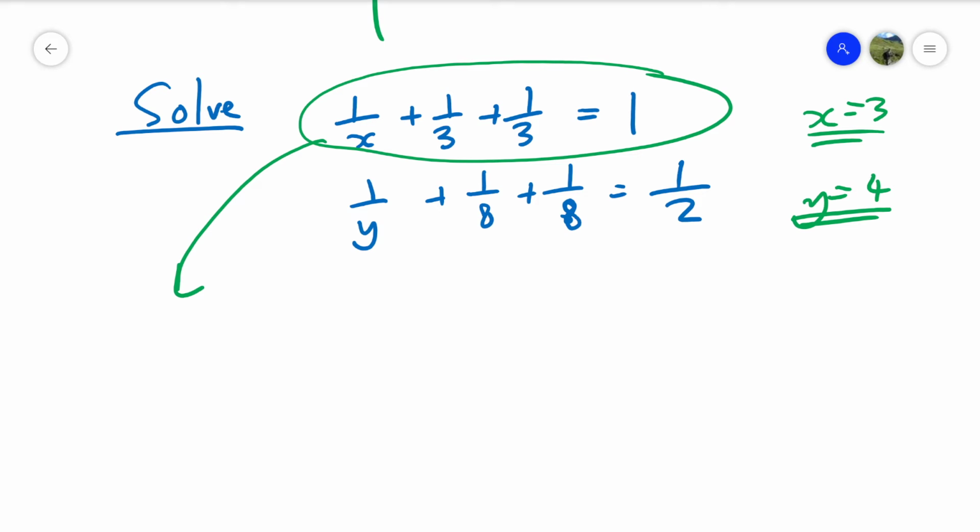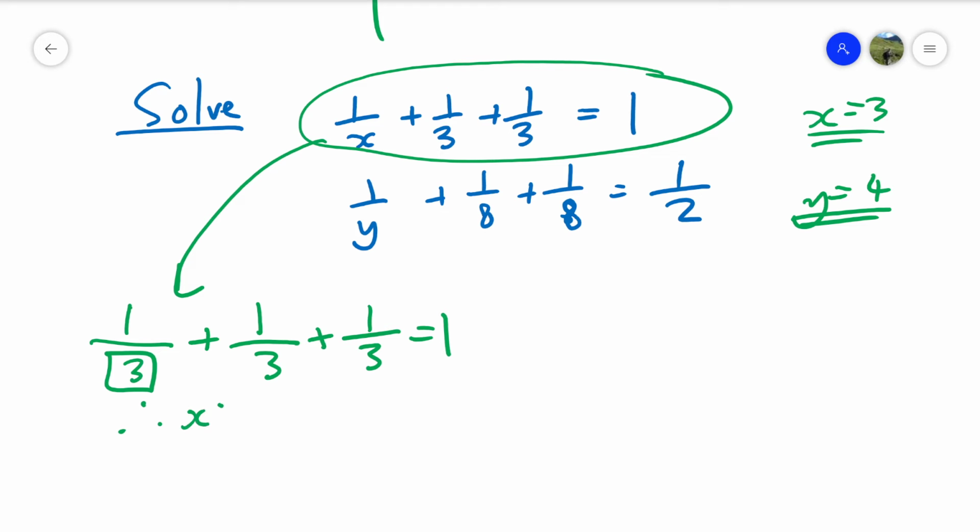Right, first one. Oh, here we go, we can do this by inspection. I always think by inspection is the first thing I think about. Whenever I see a question, I think, is there anything really obvious that I can see in a pattern? Oh look, that has to be 1/3, because a third plus a third plus a third equals 1. Therefore, x equals 3. So that deals with that one.